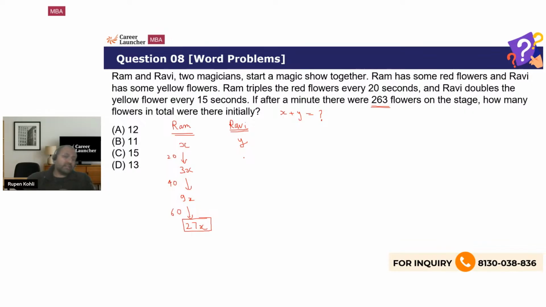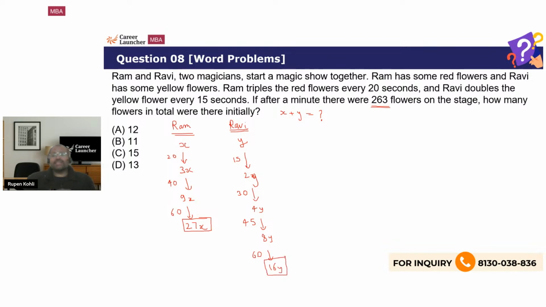Ravi is doubling every 15 seconds. 15 seconds will occur 4 times. So पहले 15 seconds के बाद डबल हो जाएंगे, y का 2y हो जाएगा. फिर अगले 15 सेकंड के बाद 30 सेकंड्स बीत जाएंगे, तो फिर एक और बार डबल हो जाएगा, 4y हो जाएगा. फिर एक और 15 सेकंड्स, 45 सेकंड्स टोटल बीत जाएंगे, 8y हो जाएगा. फिर एक और बार फाइनली 60 सेकंड्स के बाद 16y हो जाएगा.